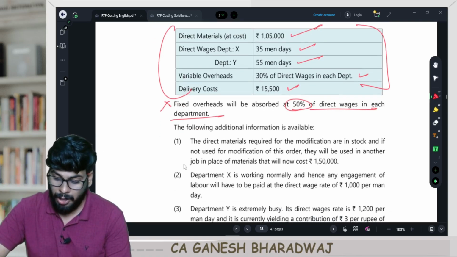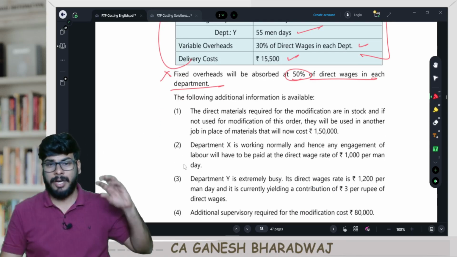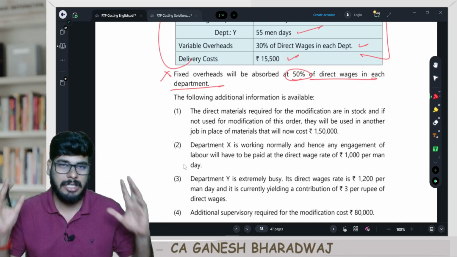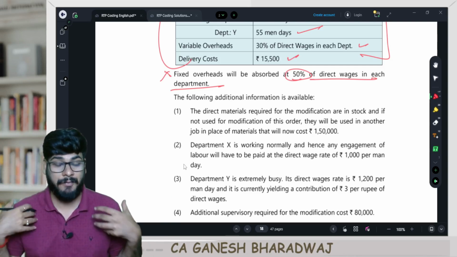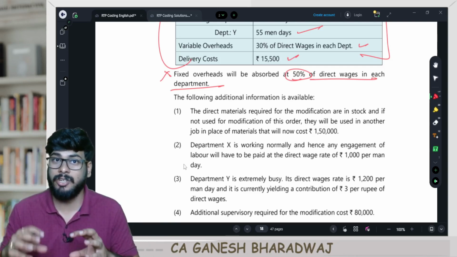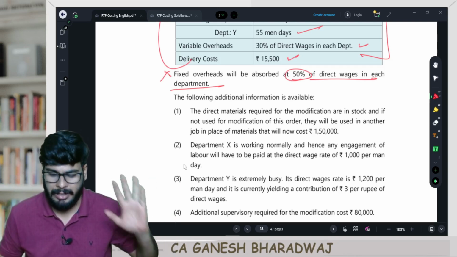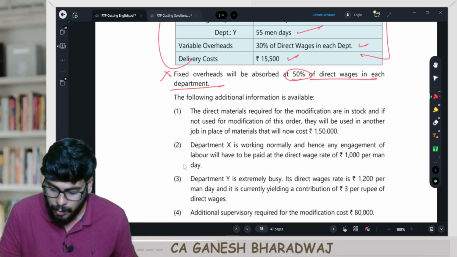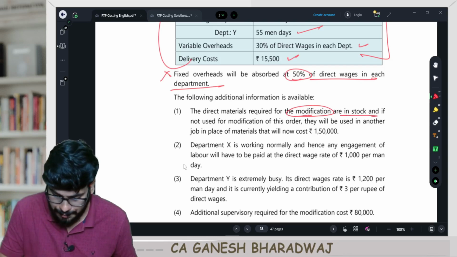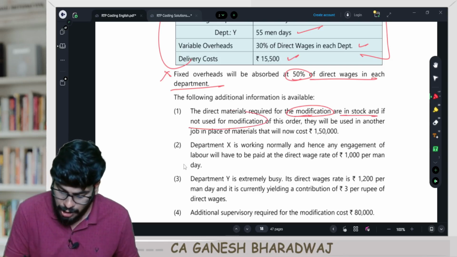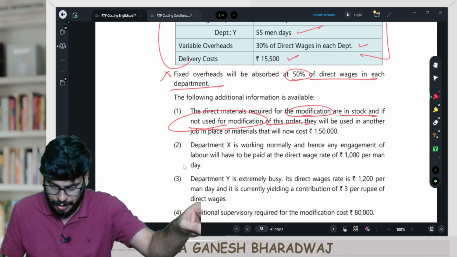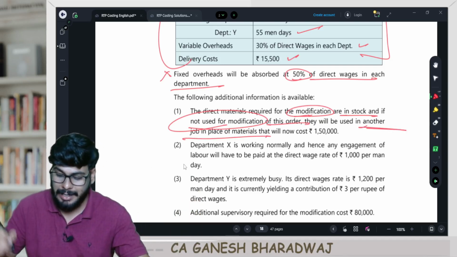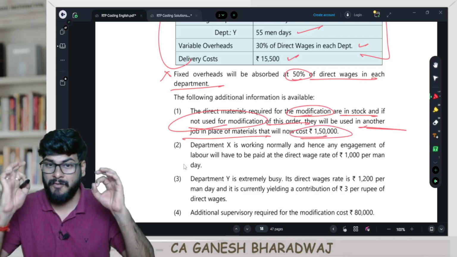Next, the following additional information is available. Now guys, this is where the question becomes very interesting. This is where the core concept of relevant costing comes in. In fact, even I am surprised to see this sum at your CA Intermediate level, but nevertheless, let us get started. First, the direct materials required for modification are in stock. And if they are not used for modification of this order, they will be used in another job in place of materials that will now cost 1,50,000.